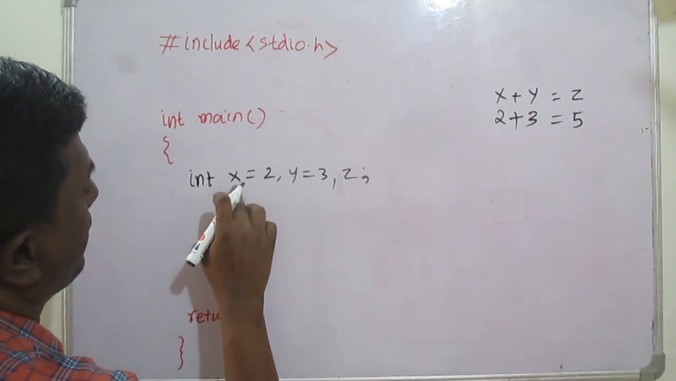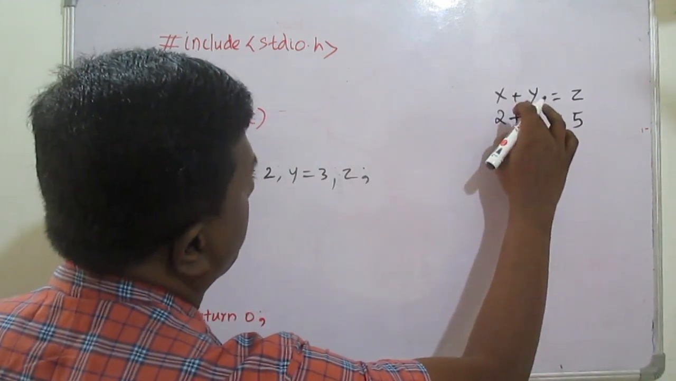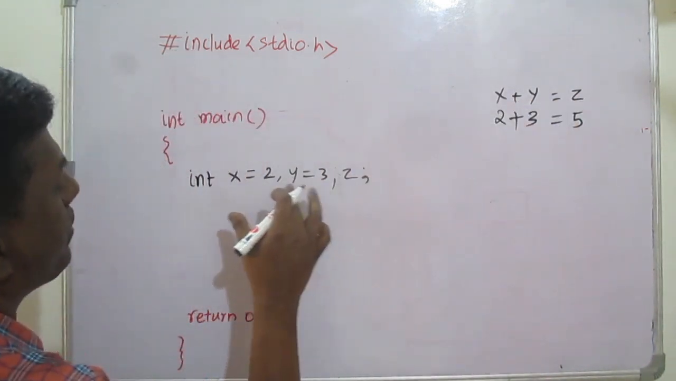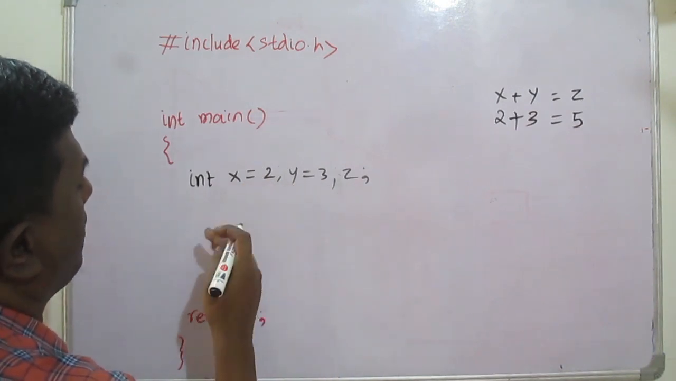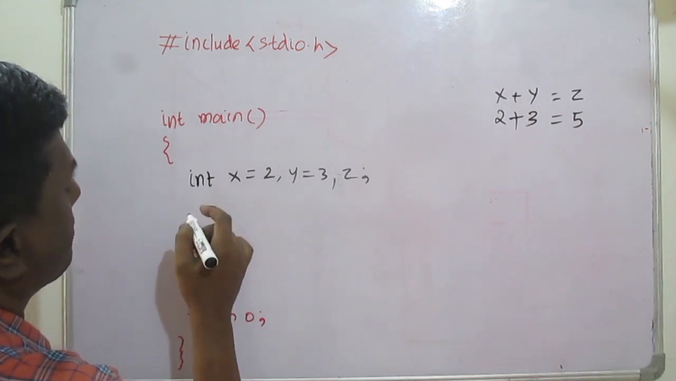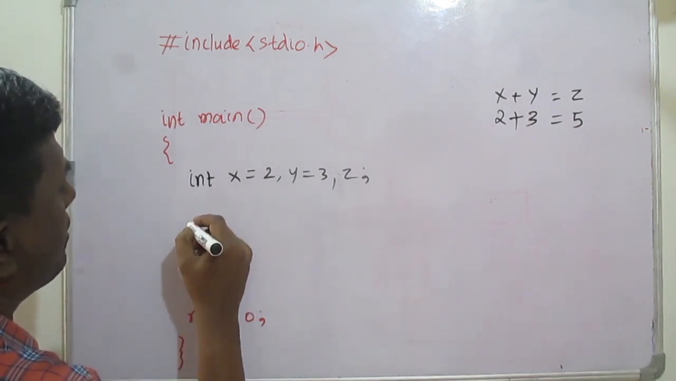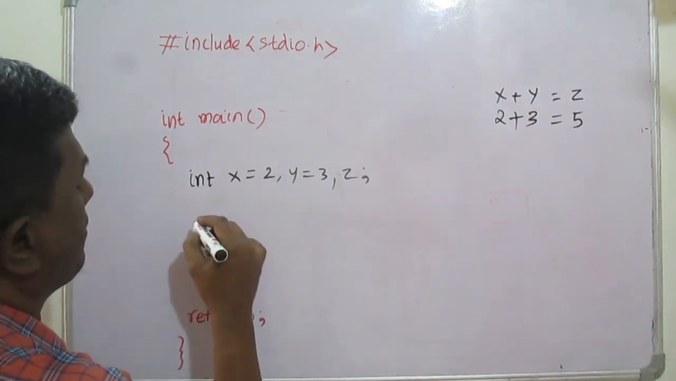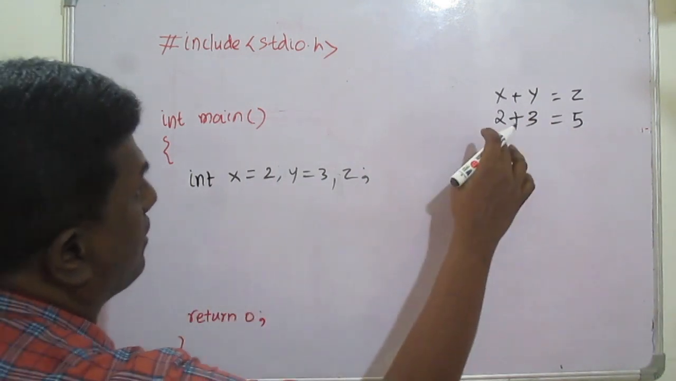Okay, so now x, y, z. Whatever we have seen here, all the variables have been declared. Here we have done declaration as well as initialization. So now we can directly go for the answer, which means we can write the logic.